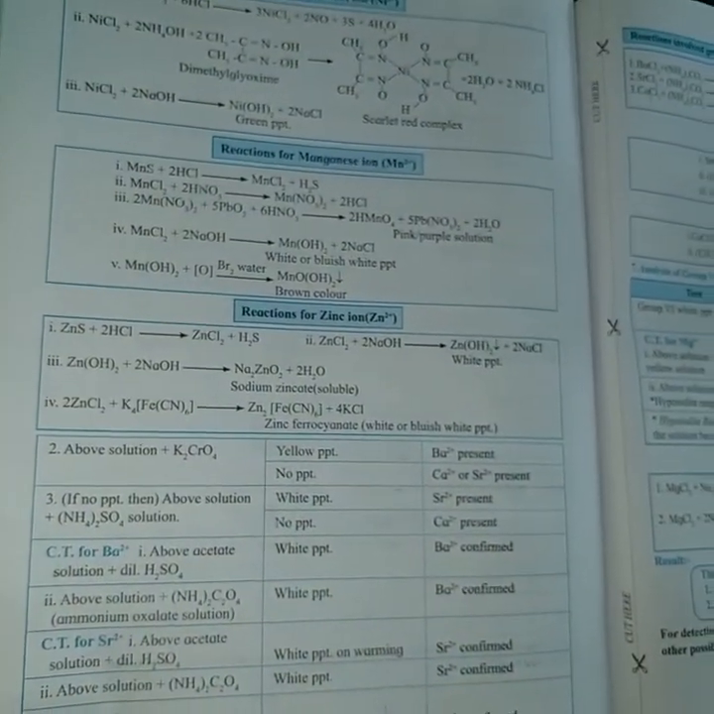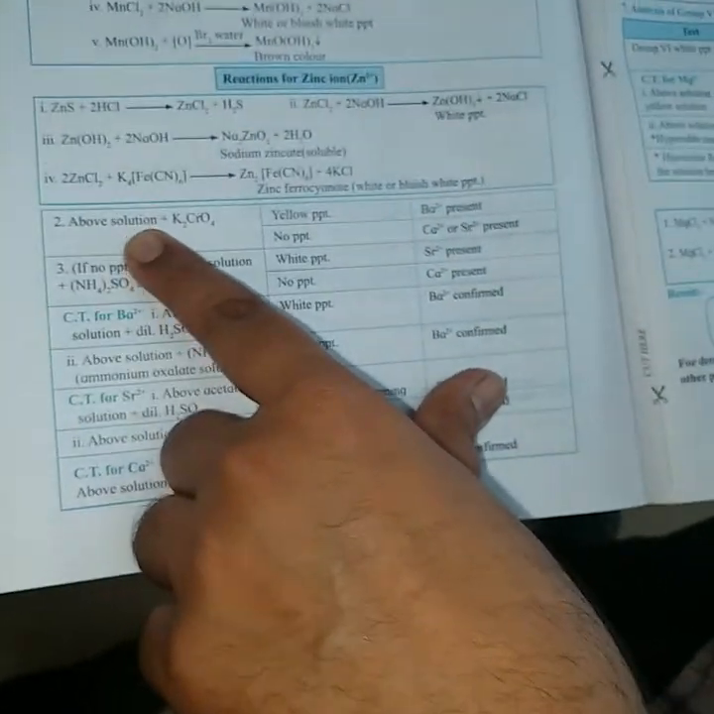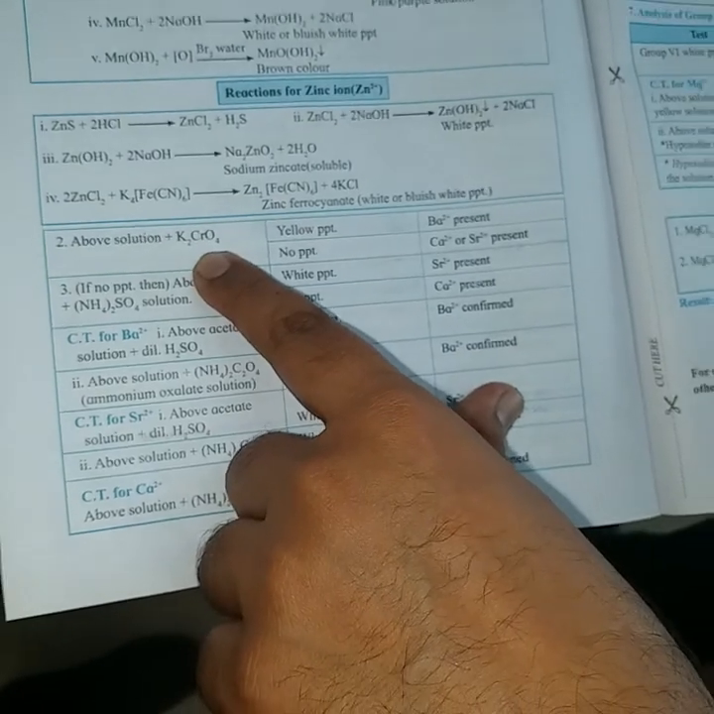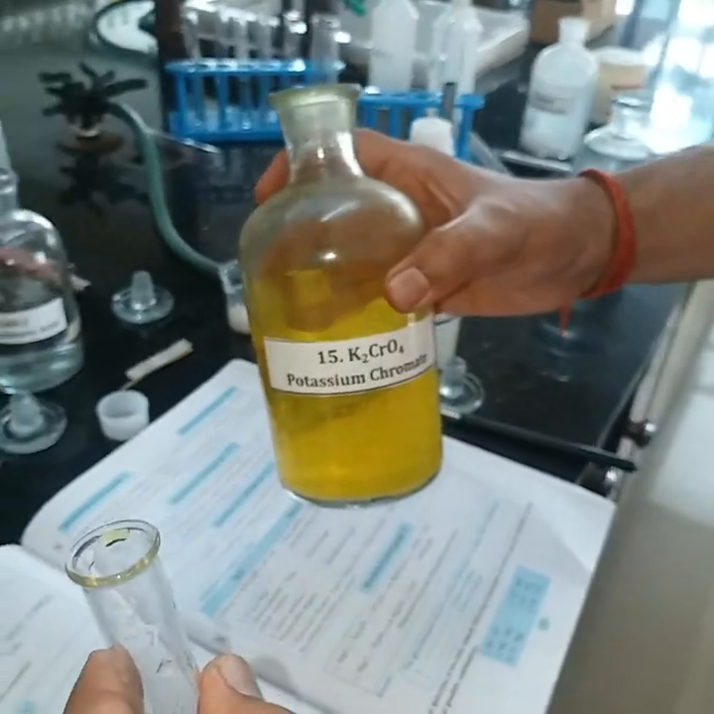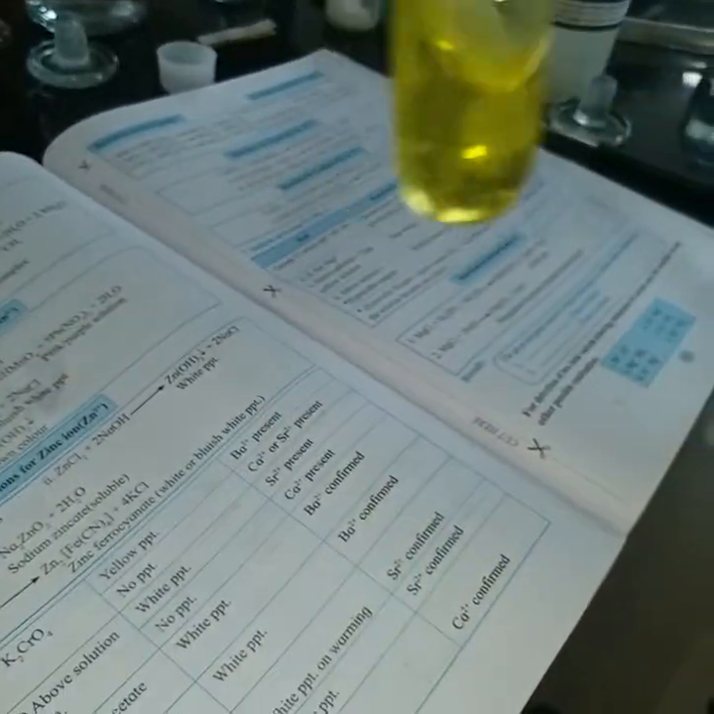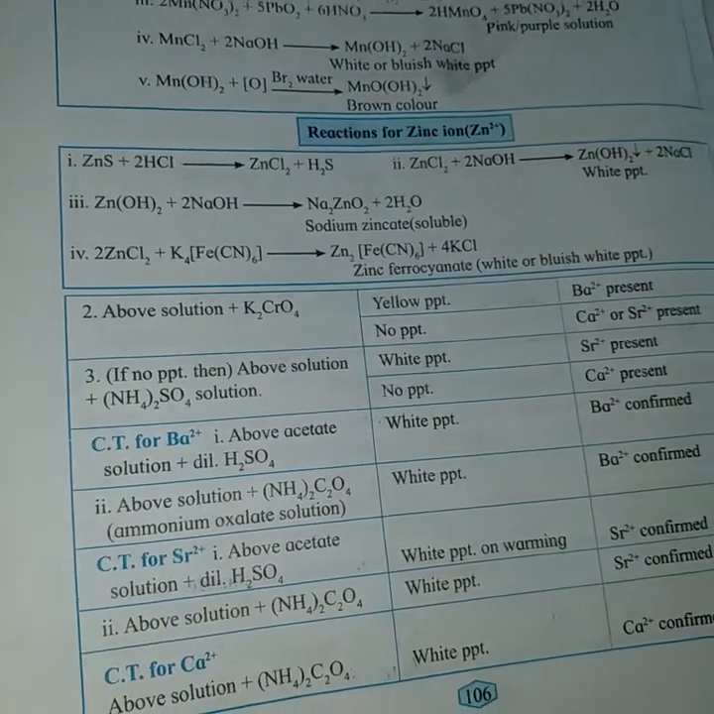Now we'll move on to the above solution. I have taken the above solution, and in this I have put potassium chromate and I got no precipitate. You can see there is no precipitate, which indicates that either calcium or strontium would be there. So we'll do the further detection for calcium or strontium.